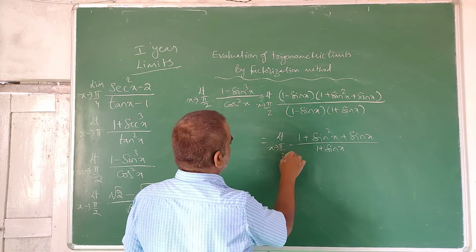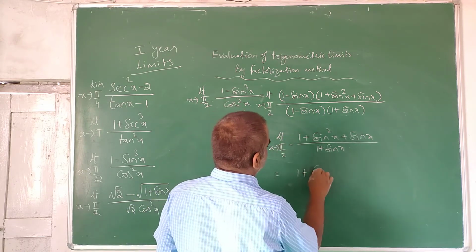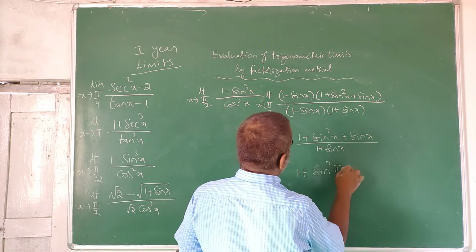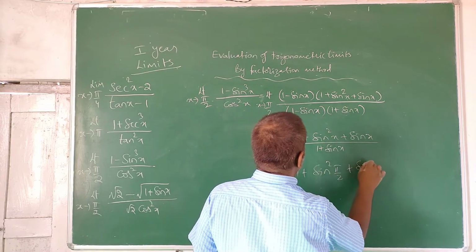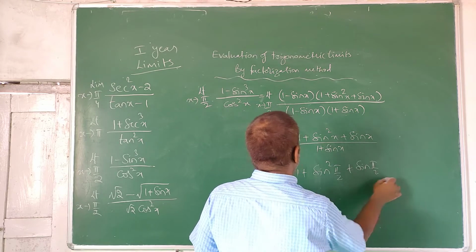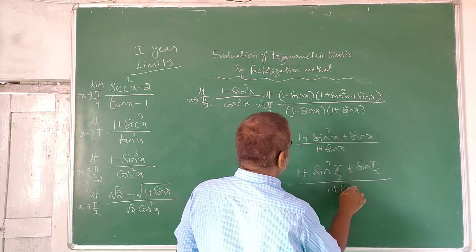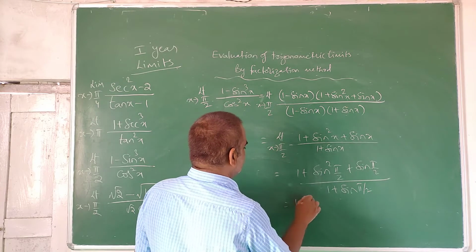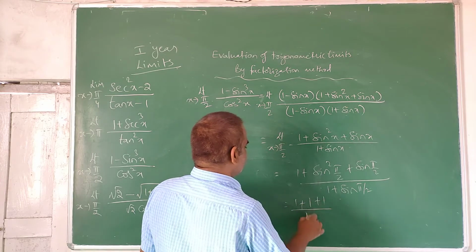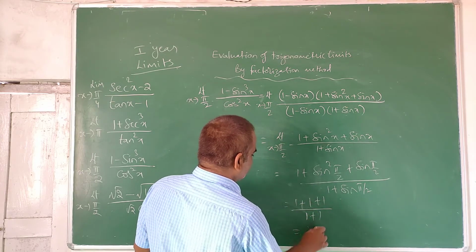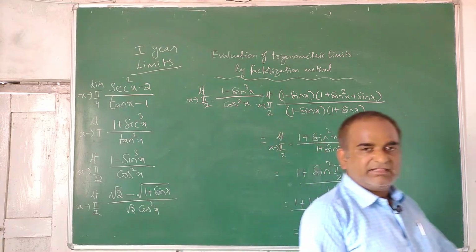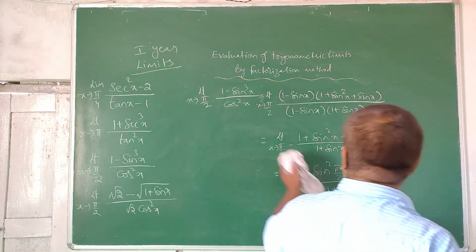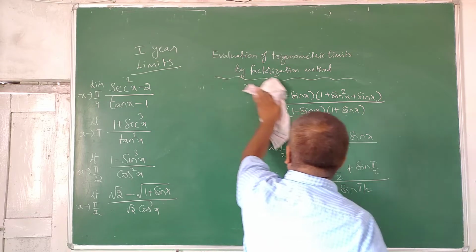So if you go for substitution, 1 plus sine squared pi by 2 plus sine pi by 2, divided by 1 plus sine pi by 2. Sine pi by 2 is 1. So 1 plus 1 plus 1 by 1 plus 1, which is 3 by 2. So you get 3 by 2. So going to the next question.